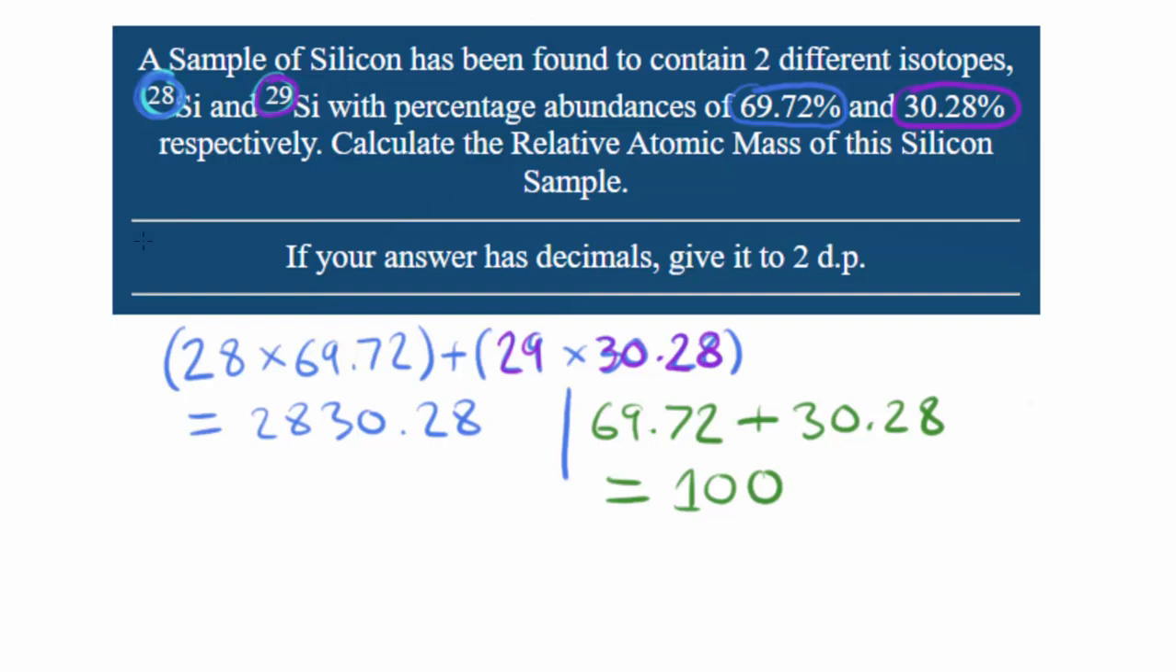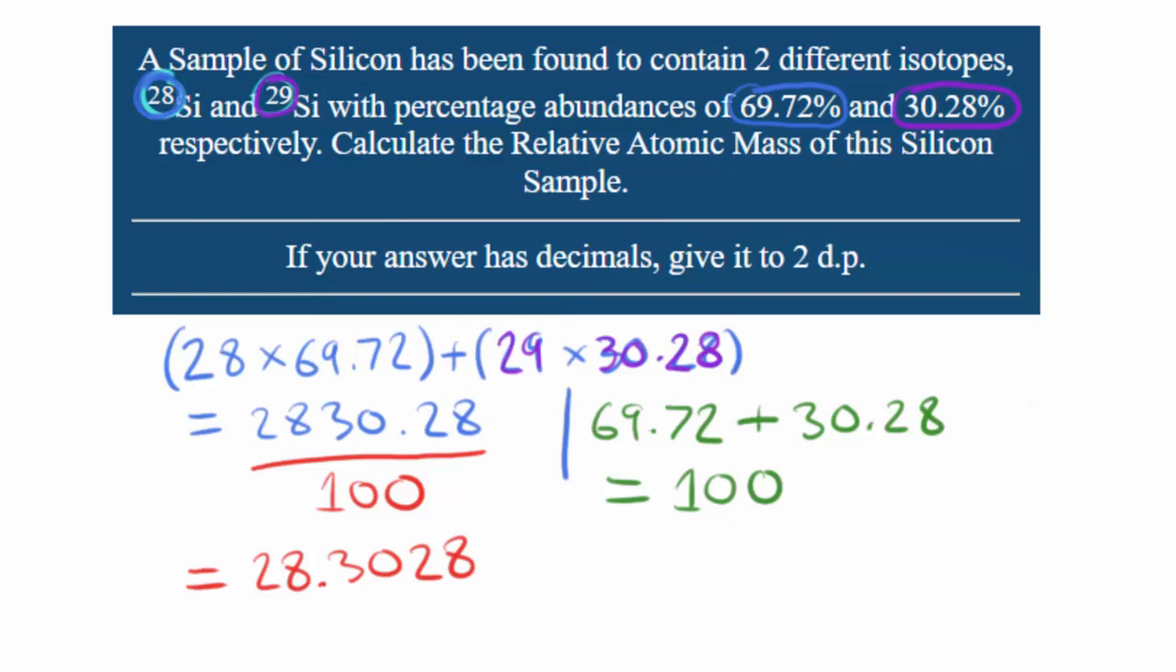So divide that by 100. And when we do that, what do we get? Well, we get 28.3028. And then we ask ourselves, is this our answer? We've done the adding, we've divided it by the total percentage abundance, as we would. So no, it's not the answer yet.